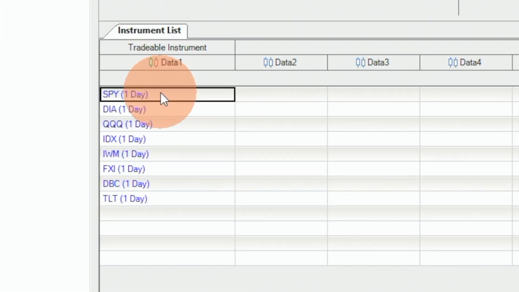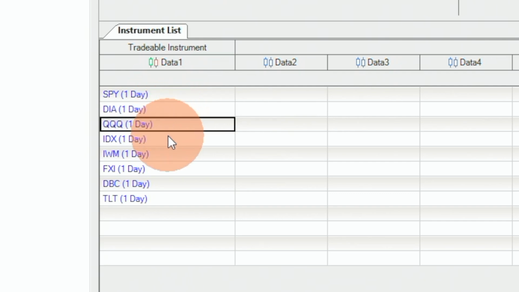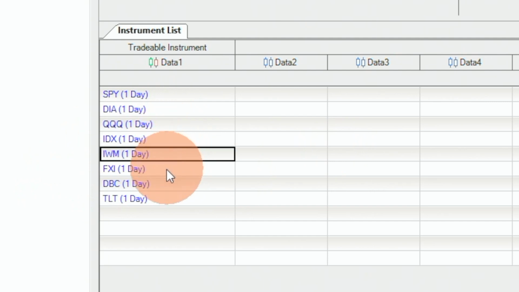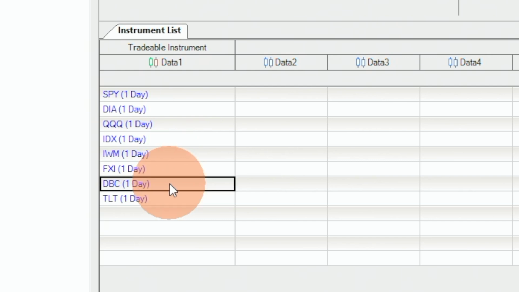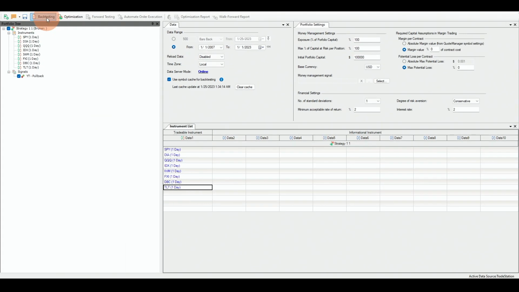And let me describe these. So this is the SPY, this is the S&P 500. DIA, it's the Dow Jones, and Triple Q is the Nasdaq 100. IDX is Indonesia, and IWM is the Russell 2000. FXI is China, and DBC, this is the commodity index, and TLT is the 20-year treasury bond. So let's backtest. So we're testing since 2007.